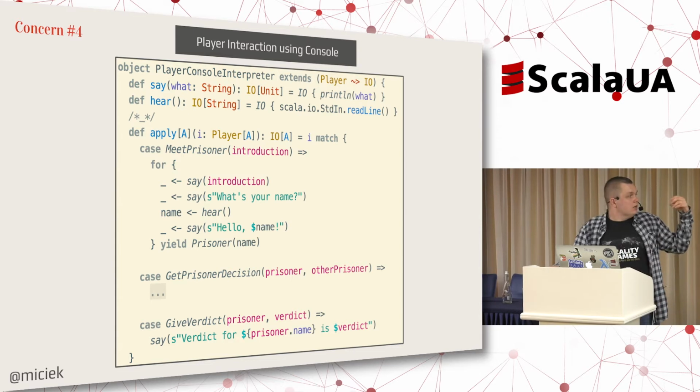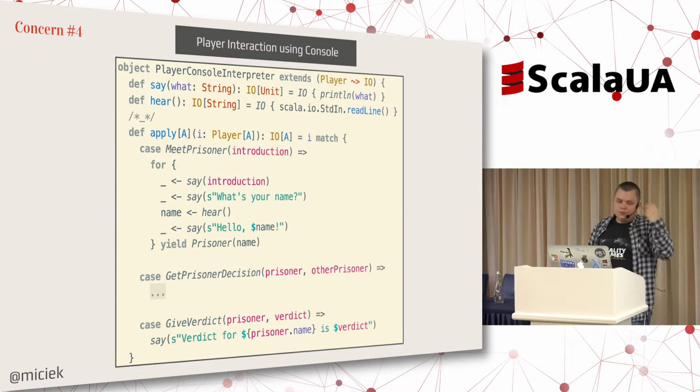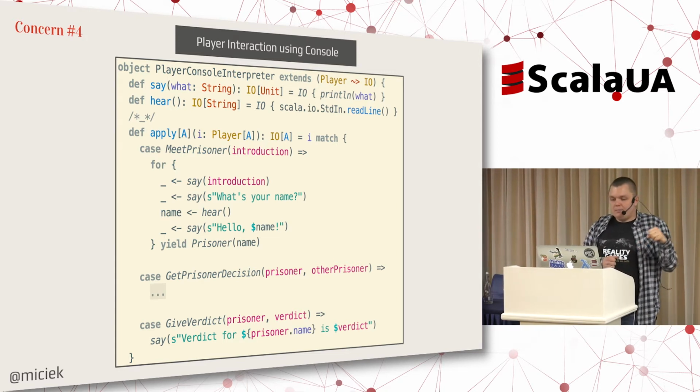So we are interpreting meet prisoner into say, here, and say. So print line, read line, and print line, in I/O, and then getting the player decision. Very similar thing. And give verdict is just one line of code. This is print lining the verdict, right? So this is the technical concern. So we are now interpreting the player interaction concern, which is a business one, into a technical one.